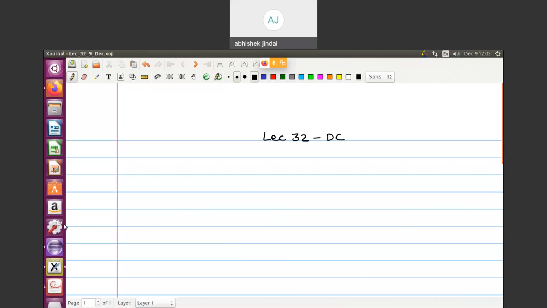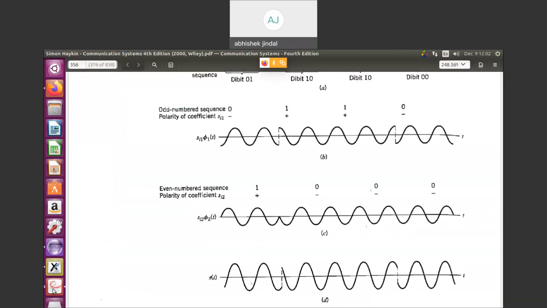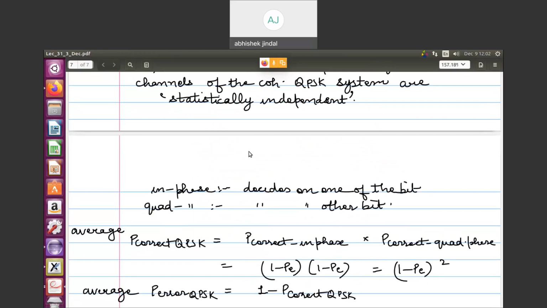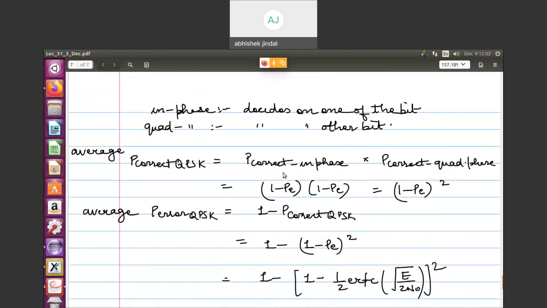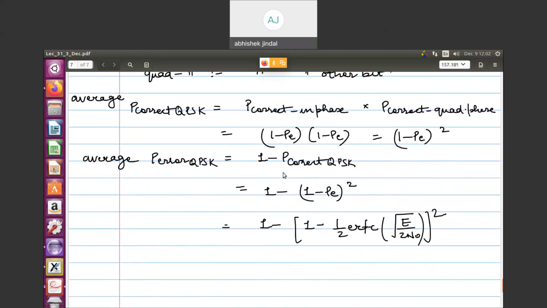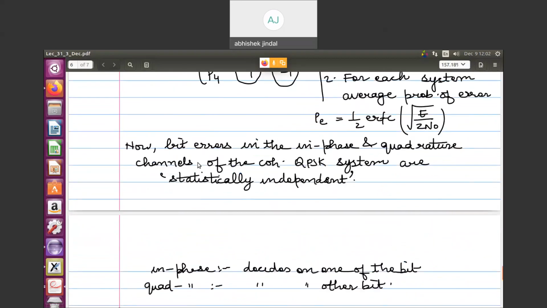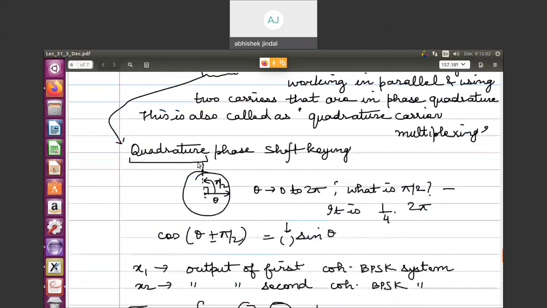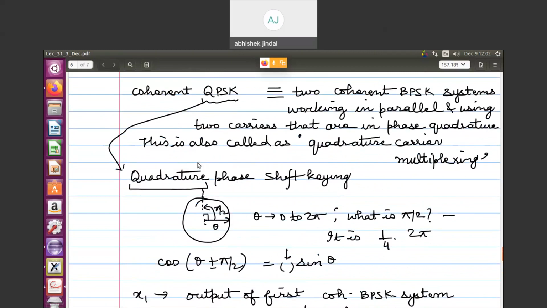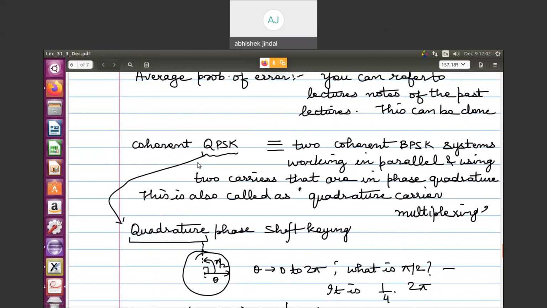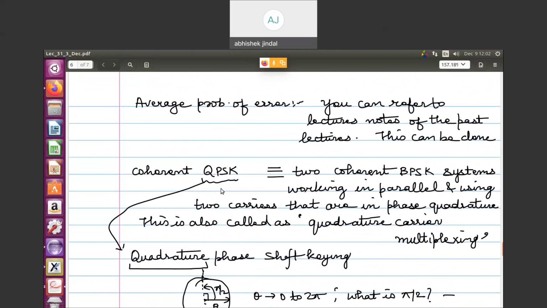So let us see what we did in our last lecture, the last lecture of the course or the last lecture in the semester. So we derived this error probability for QPSK, and this was more or less done via a different methodology where we found out that the coherent QPSK is equivalent to two coherent BPSK systems.